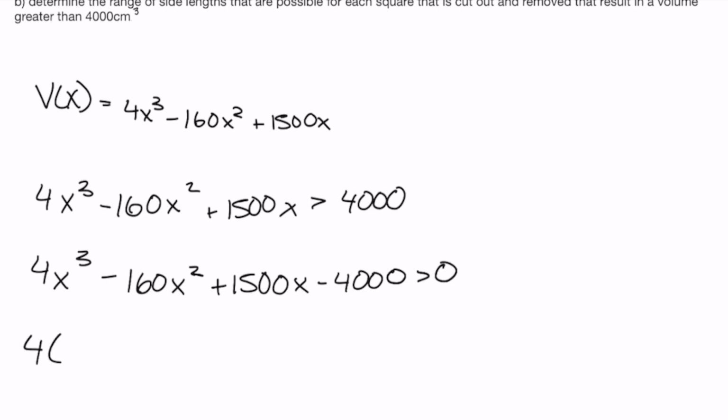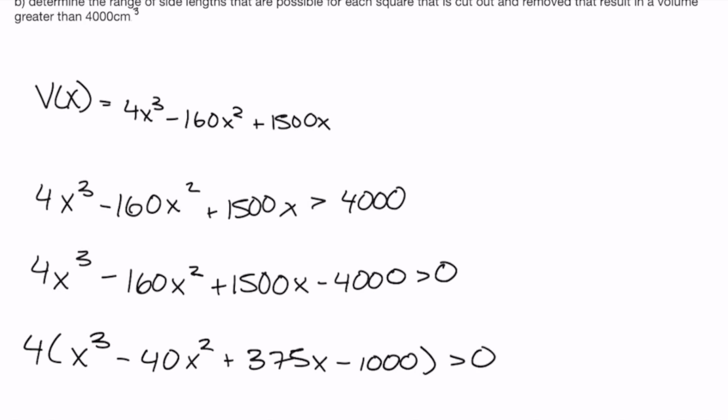So 4 times x cubed minus 40x squared plus 375x minus 1000 is greater than 0. And now because there aren't any more common factors, we have to figure out how to factor this.